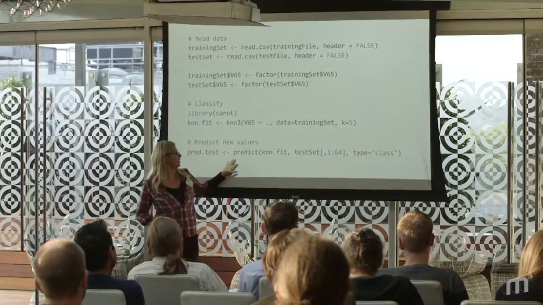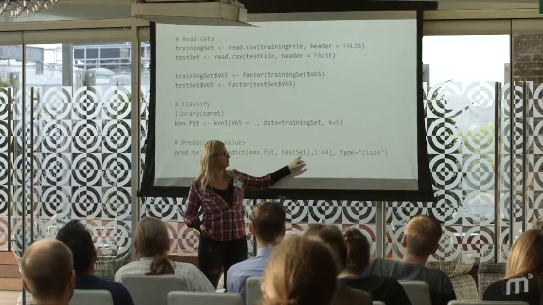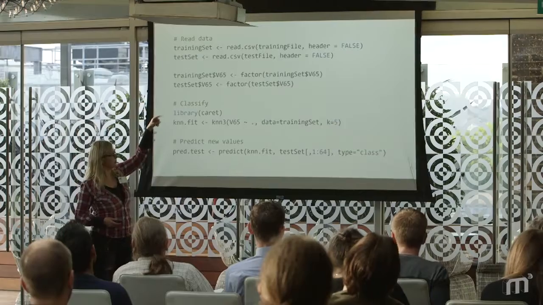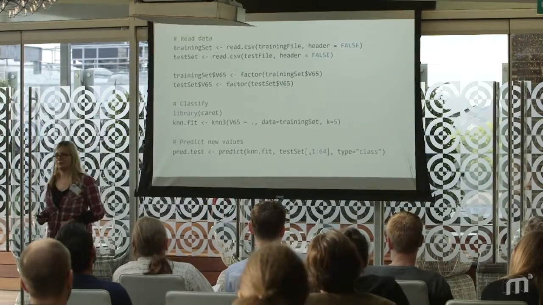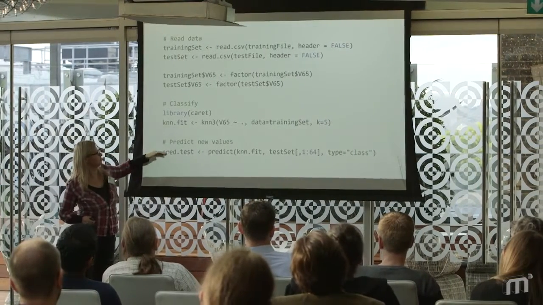Then I'm saying, okay, we have this model that is fitted. Take my test set, take the first 64 things, so don't take the labels into account, and predict stuff. So this is it, 2 lines. This is machine learning, this is evaluating.